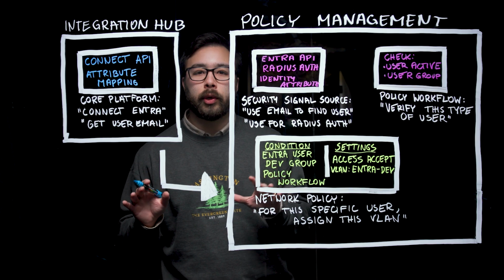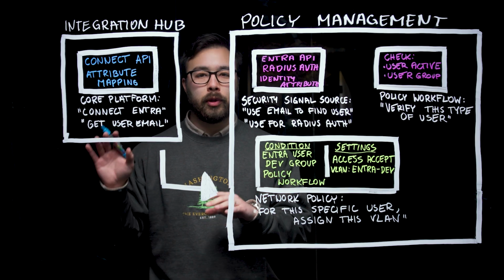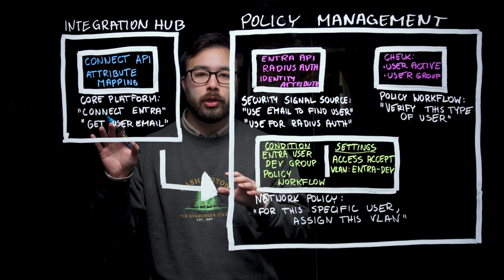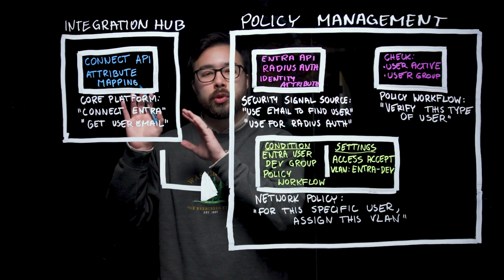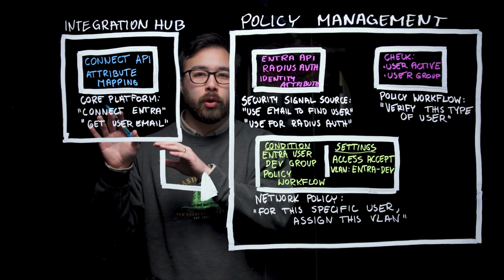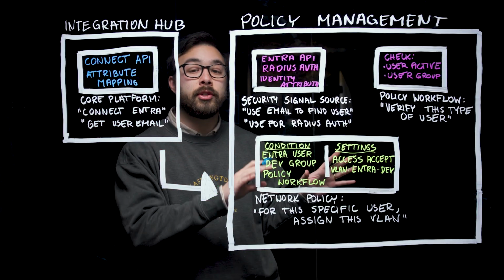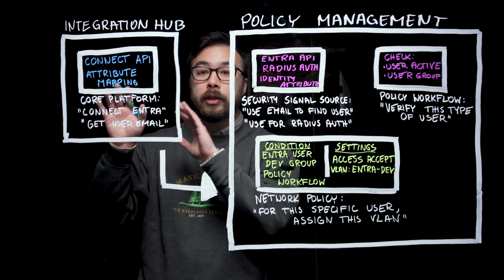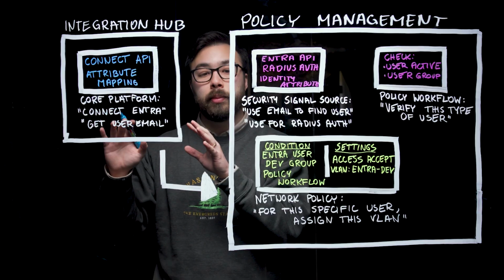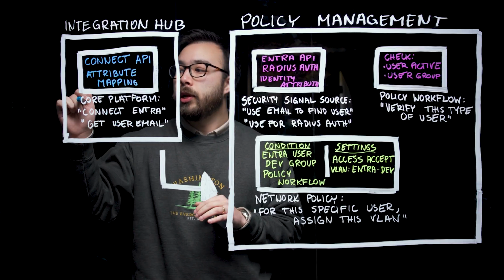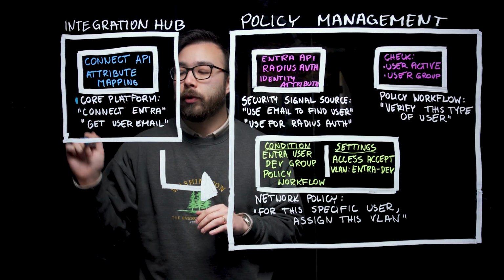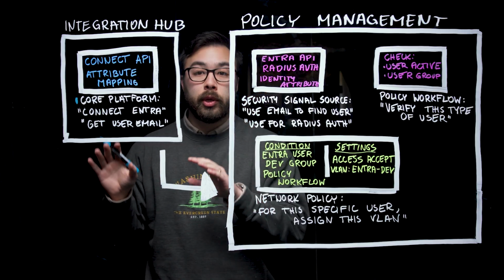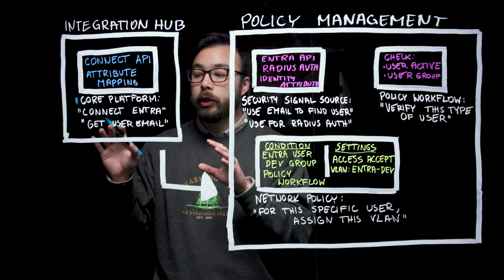So in this video, we're going to be talking about how to configure the Join Now policy engine to put certain groups that are in your Entra ID and assign them different VLANs. First, you're going to start off in the integration hub. So go to the integration hub section in SecureW2, and you're going to go to core platforms. And in core platforms, you'll create one for Entra.